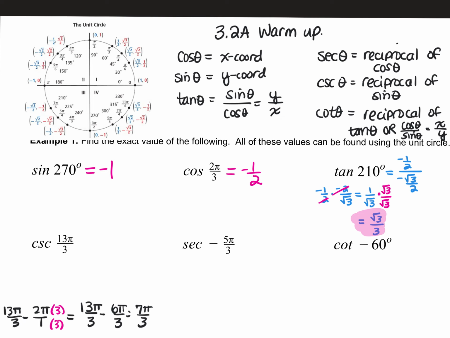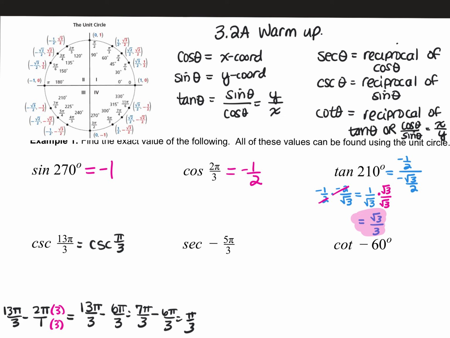Now that's still more than 1 rotation, so I'm going to subtract 2 pi again, which is really subtracting 6 pi over 3 again, and I get pi over 3. Okay, so what I'm really doing here is finding the cosecant of pi over 3. It's the same thing as the cosecant of 13 pi over 3. So now I'm going to look for pi over 3, which is right here, and I'm going to do the reciprocal of the y-coordinate. So my y-coordinate at pi over 3 is radical 3 over 2.